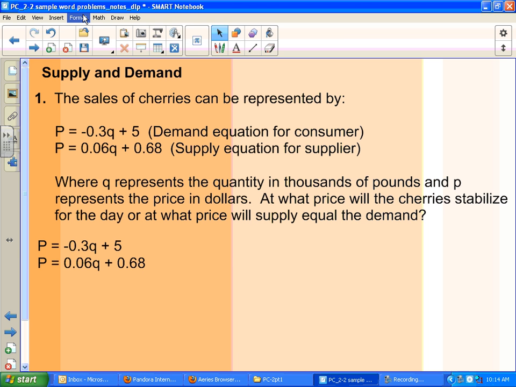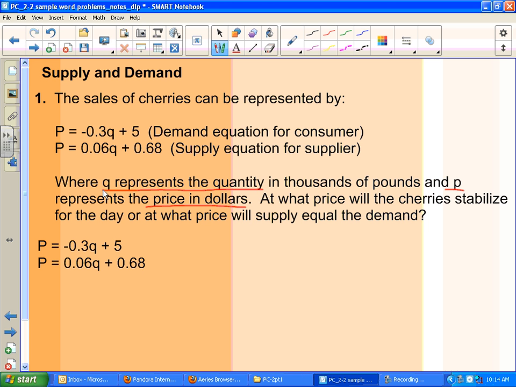Okay. So we're selling these cherries, and here we are defining our variables already. Q is the quantity in thousands of pounds, and P is the price in dollars. So this problem has already defined our variables. I wouldn't need to state that again. The equation has already been given to you. Again, I could give you some information and allow you to create this equation, but in this case, we've already been given the equation.